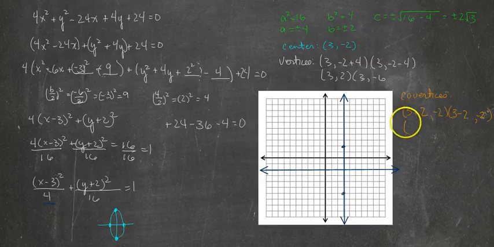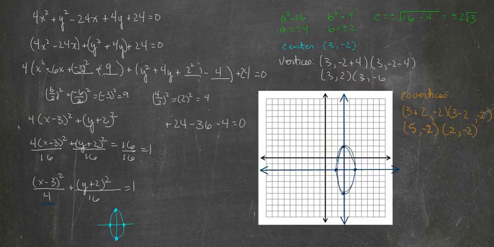And so my coordinates for the co-vertices are at 3 plus 2, which is 5, -2, and at 3 minus 2, which is 2, -2. So 3, 4, 5, -2, and at 2, -2. And that looks just about right, doesn't it? That would be it right there.